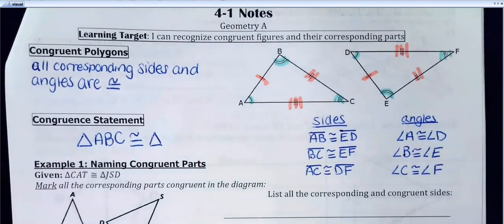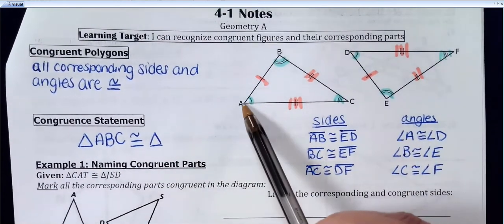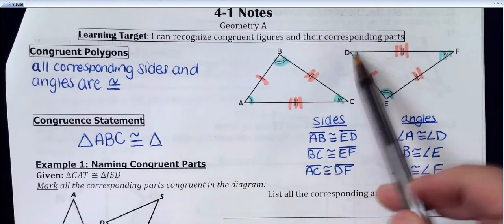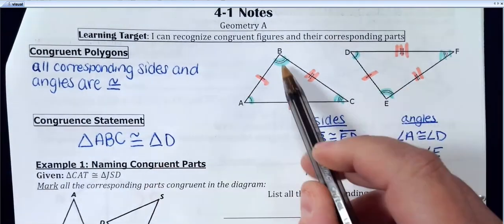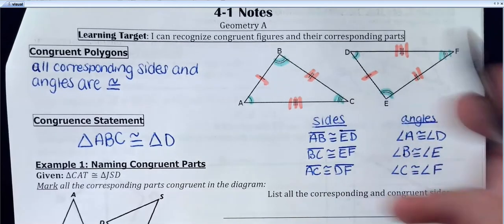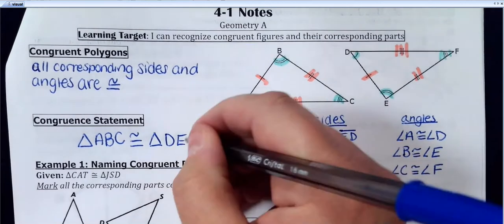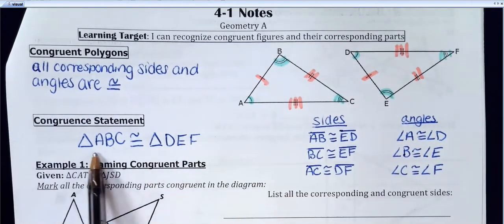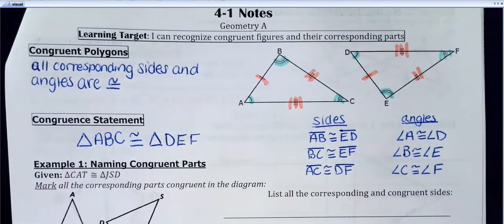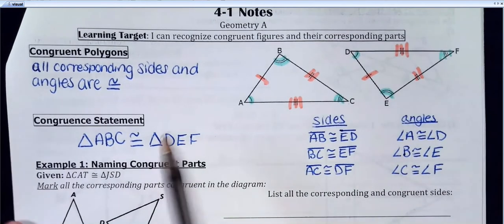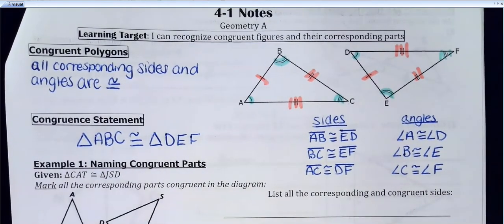Now, here's the tricky part. You've got to match up the corresponding parts. So A is going to go with D in the other triangle. B is going to go with E in the other triangle. And C is going to go with F. So that would be how I'd have to write it. I'm matching up the corresponding parts when I write it in that format. So here's a congruent statement for these two triangles.